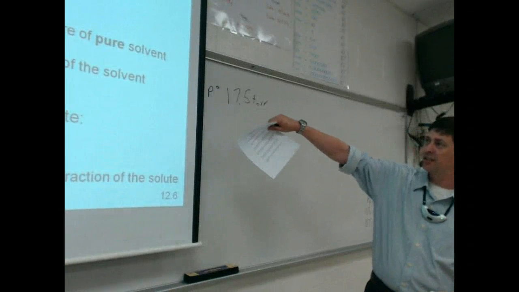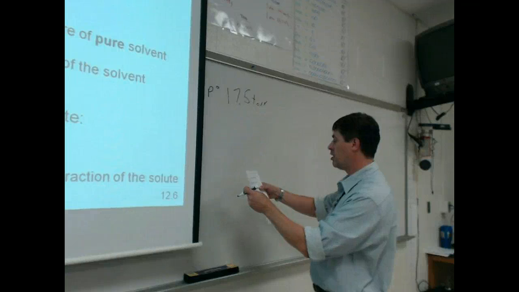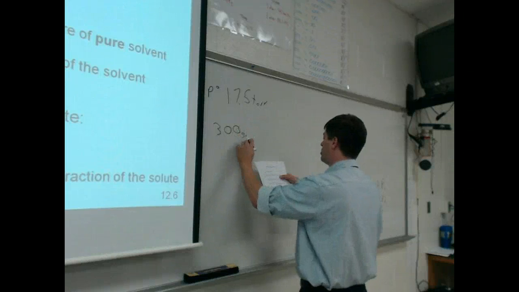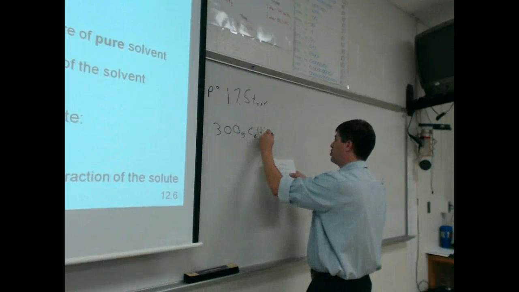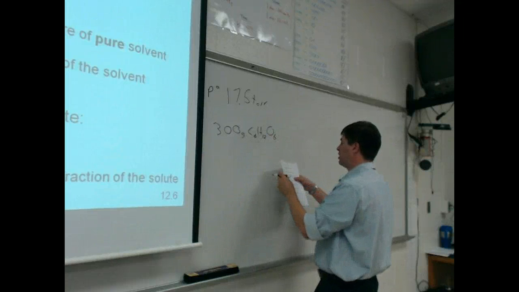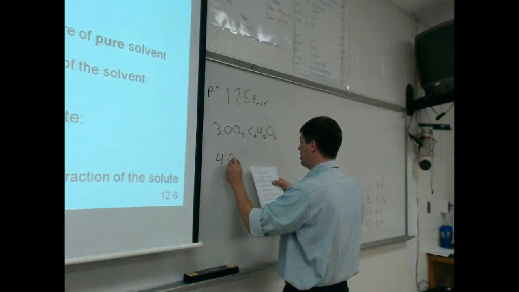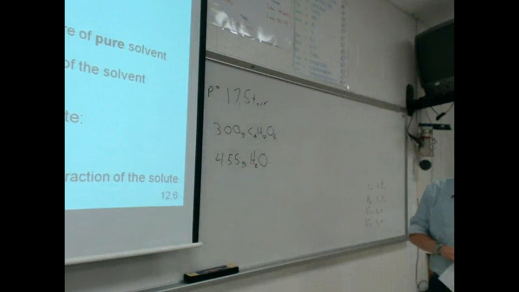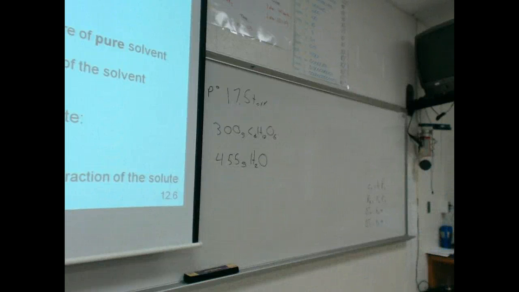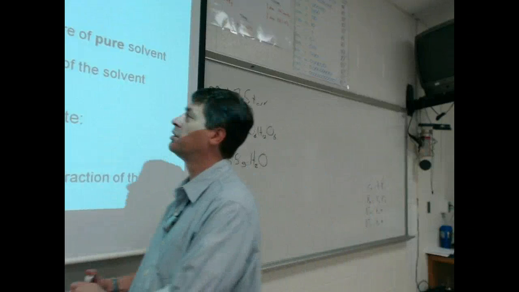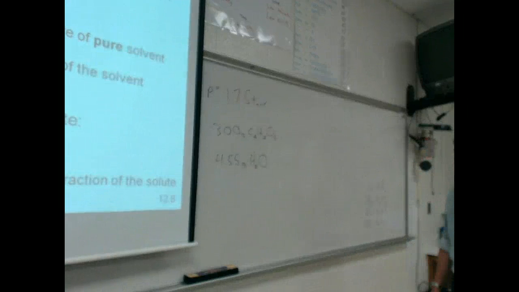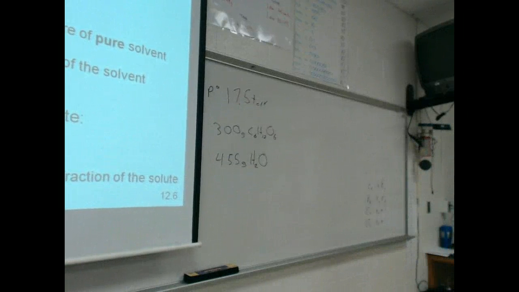17.5 torr is P naught. What else are we given? What is the vapor pressure of water over a solution containing 300 grams of C6H12O6, and we've got 455 grams of water. Okay? So we know this. All we need is to find the mole fraction of the solvent. How are we going to find the mole fraction of the solvent?